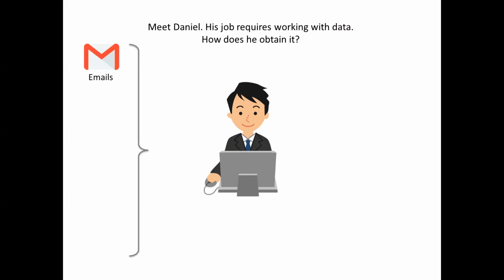So I created a persona. I call him Daniel. So meet Daniel. Daniel is a knowledge worker, and his job requires working with the data. How does he obtain the data? Well, the first channel available to anyone in an organization is of course emails. So it's quite frequent that people receive the data they need, the different reports, database extracts and whatnot, through emails.